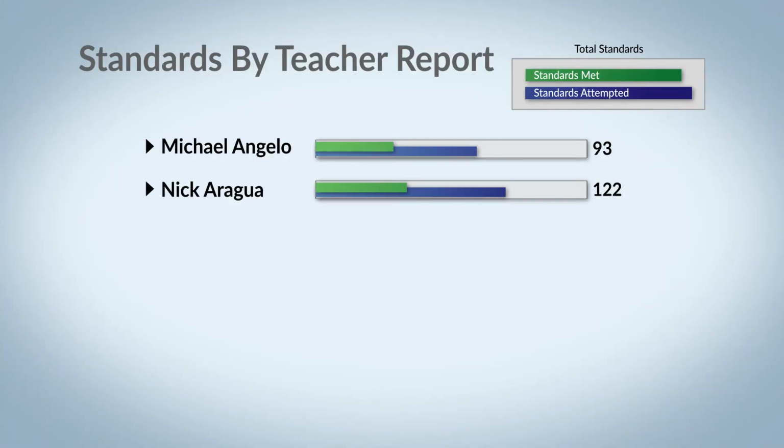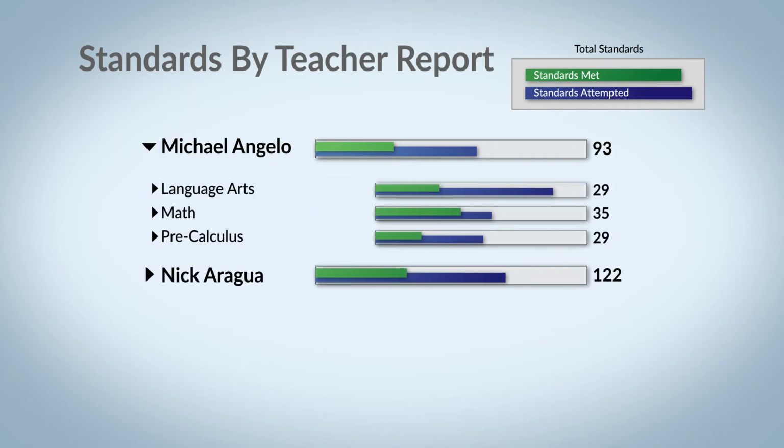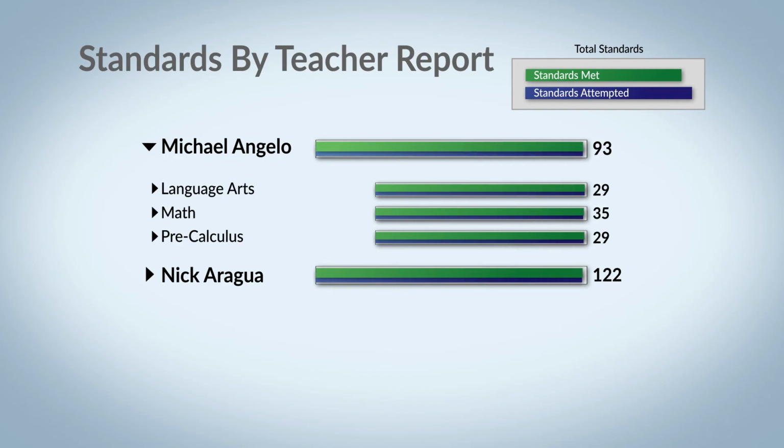When tracking standards in a gradebook, there's also a great report for administrators and teachers to get a bird's eye view of standards at their school. The report shows standards met per teacher and per class. Essentially, if the school year is halfway through, the green bars should be about halfway through. By the end of the school year, the bars should be all green if you've met all the standards.